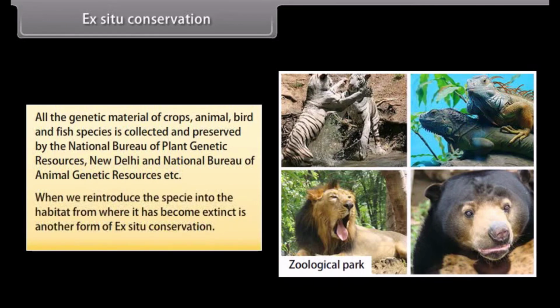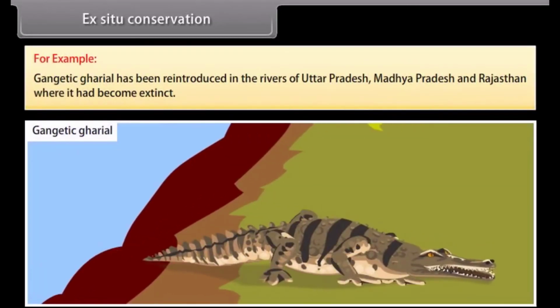Reintroducing a species into the habitat from where it has become extinct is another form of ex situ conservation. For example, the Gangetic gharial has been reintroduced in the rivers of Uttar Pradesh, Madhya Pradesh, and Rajasthan, where it had become extinct.